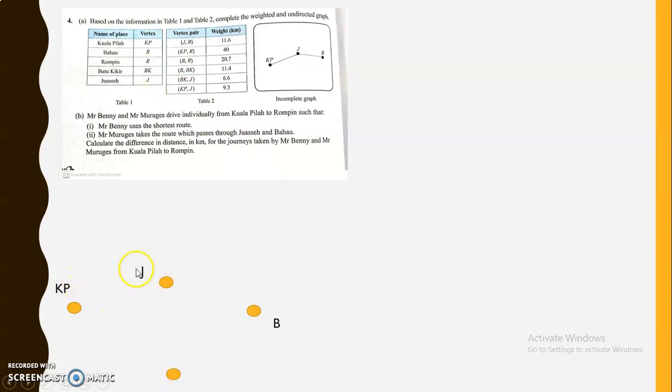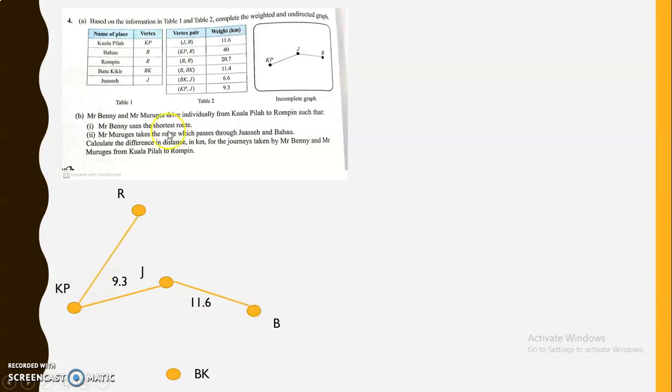Okay, the same question I'll show you. So KP to J. Now KP to J, we check KP to J is 9.3. So I mark here 9.3. And then Juasseh to Bahau, JB is 11.6. Okay, so we plot another 2 points as I told you before. So we plot another 2 points, 1 point and 2. So you label, let's say I label this R and this Batu Kikir, R for Rompin.